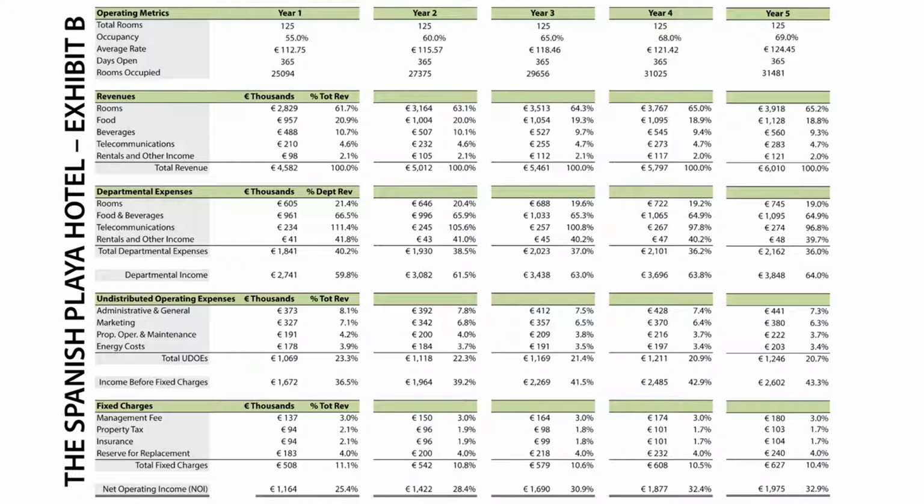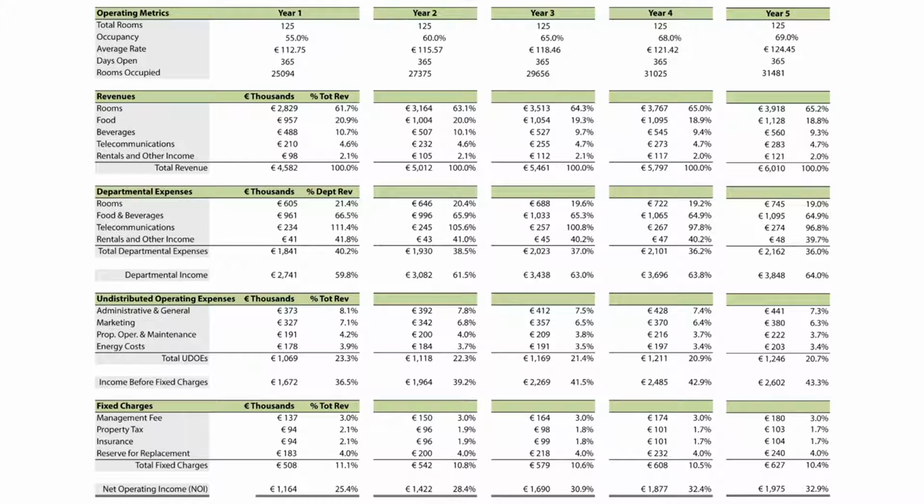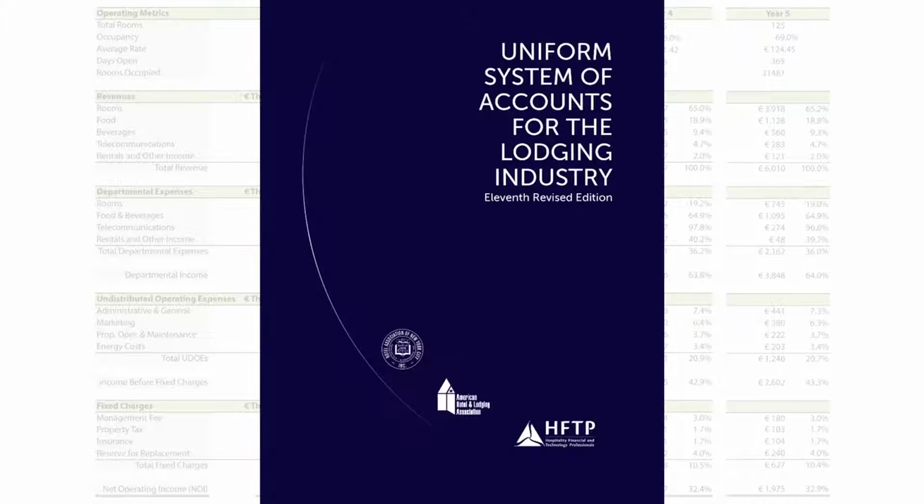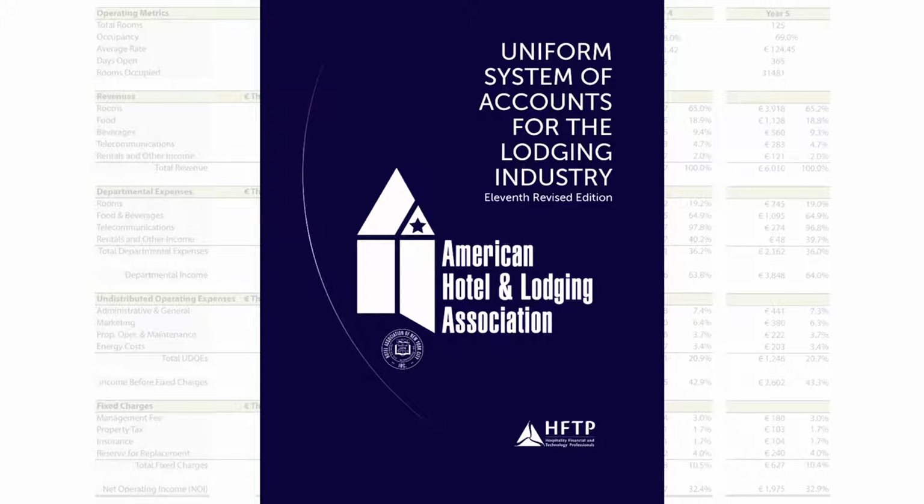We are looking now at Exhibit B. What you're seeing is a presentation in what's known in the industry as a uniform system of accounts for the lodging industry. This is prepared by the American Hotel and Lodging Association by committee. It's a very high-level committee, and this pro forma is adopted as standard practice for the industry as a whole.